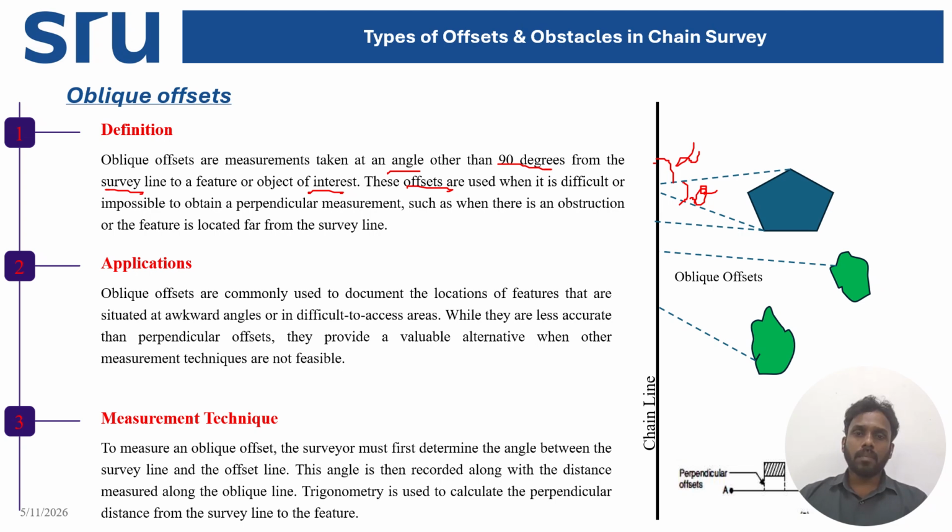Okay. So for example, some structures are nearby. So there are other structures from here. So it is interrupting your straight survey line. So in that case, you can go from this point to this point and you can measure the distance.